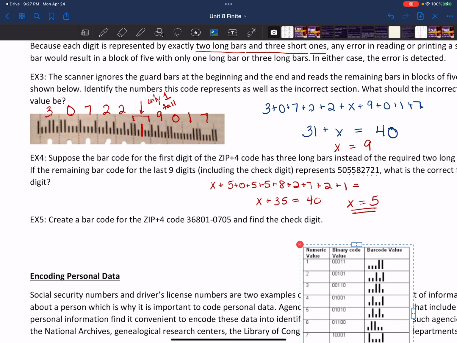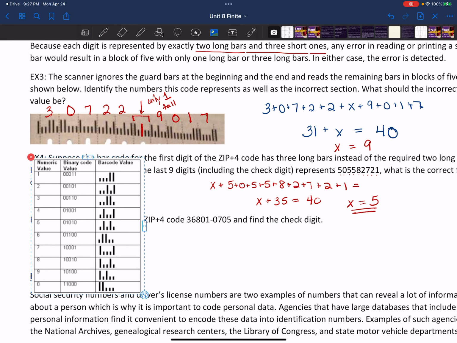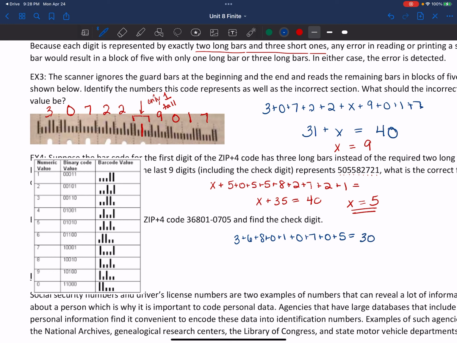All right, let me go ahead and move this again. Create a barcode for the zip code 36801-0705 and find the check digit. Well, let's just go ahead and find the check digit first. So my check digit is going to be 3 plus 6 plus 8 plus 0 plus 1 plus 0 plus 7 plus 0 plus 5. So go ahead and put those in your calculator. And I got 30. I got the number 30 before I even used my check digit. So that means my check digit is going to equal 0 because I can't do a check digit of 10.